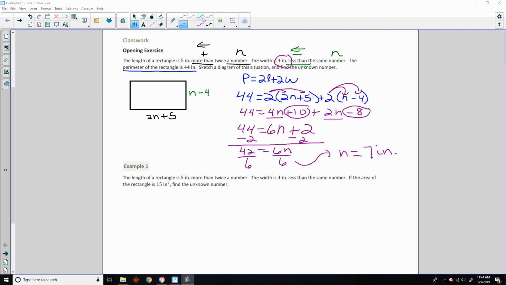Okay, now that we've found the answer, we need to check this. So 2 times 7 plus 5 is our length, which is 14 plus 5, which is 19 inches. So this is 19 inches, and this is 19 inches. And then the n was 7, so 7 minus 4 is 3. So this is 3 inches, and this is 3 inches. So 19 plus 19 is 38, plus 3 is 41, plus 3 is 44, and it checks.